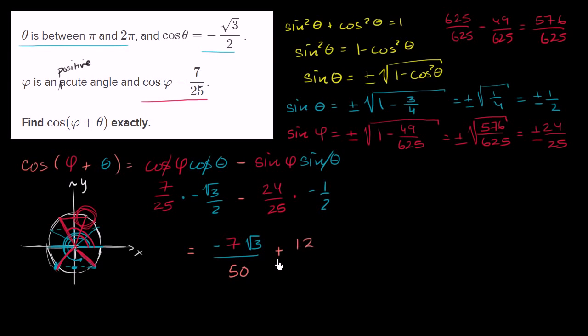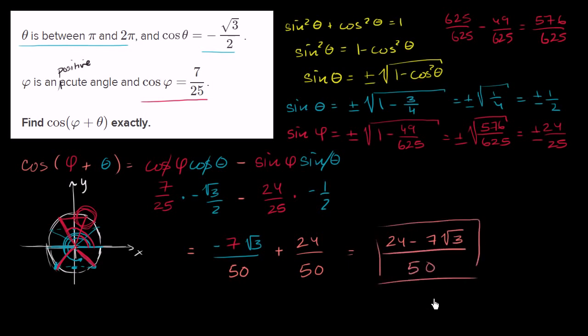But actually, let me just write it over 50 since we have a 50 right over here. So this is going to be plus 24 over 50. And so this is going to be equal to 24 minus 7 times the square root of 3 over 50. And we are done.